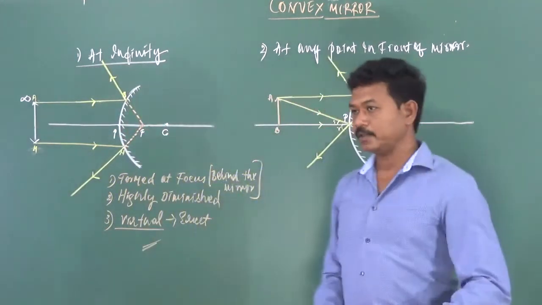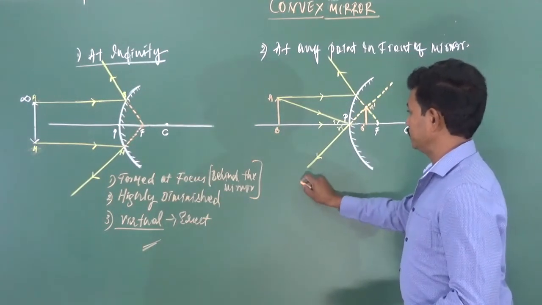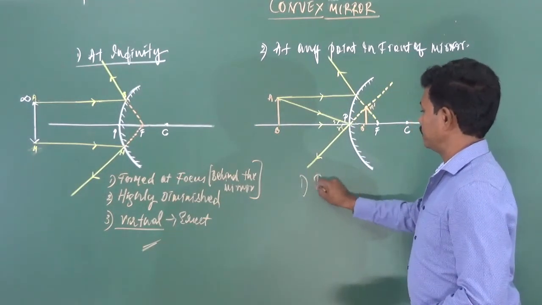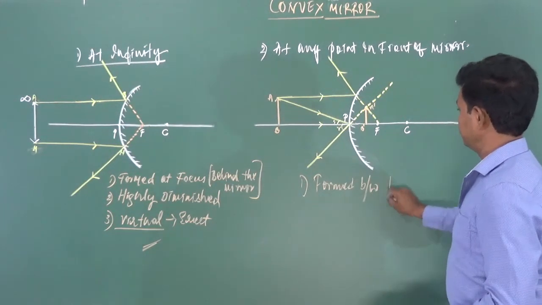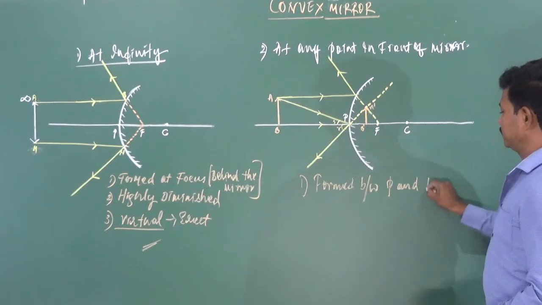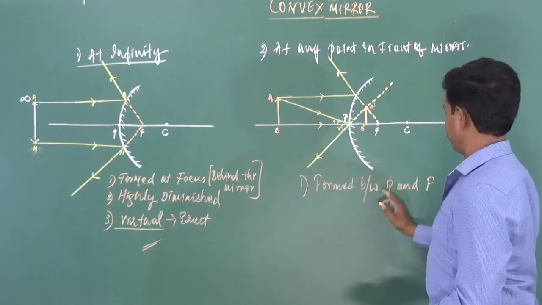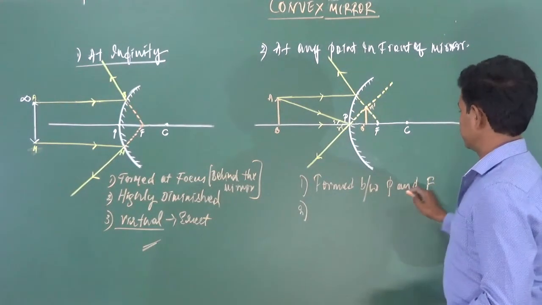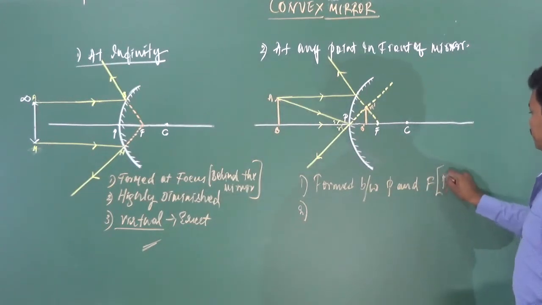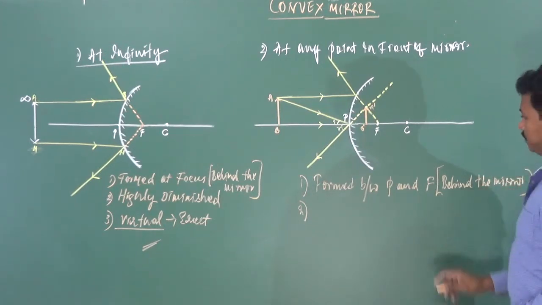So what is the nature of the image which is formed? Here the image is formed between P and F. So the image is formed between the principal focus and the pole of the mirror. The second point is, we can also mention it as behind the mirror. Behind the mirror, very important. It is found behind the mirror.